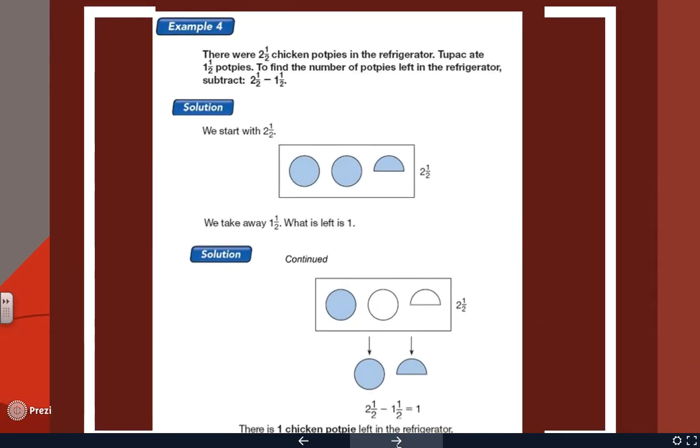Okay, in example number 4, there are 2 and 1/2 pot pies in the refrigerator. Tupac ate 1 and 1/2 pot pies. To find the number of pot pies left in the refrigerator, subtract 2 and 1/2 minus 1 and 1/2. Okay, so we start here with 2 and 1/2 circles, and we take away 1 and 1/2 out of the 2 and 1/2. And what do we have left over? We only have this 1 left over. So there's 1 pot pie left in the refrigerator.